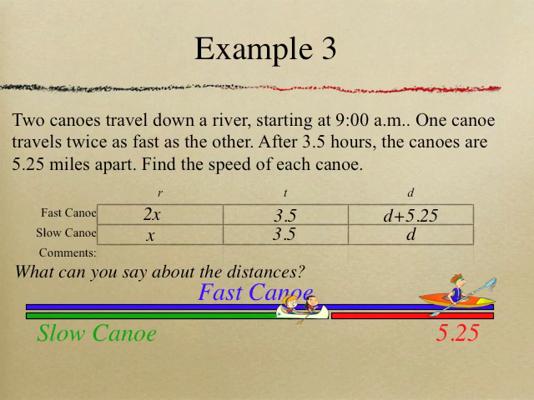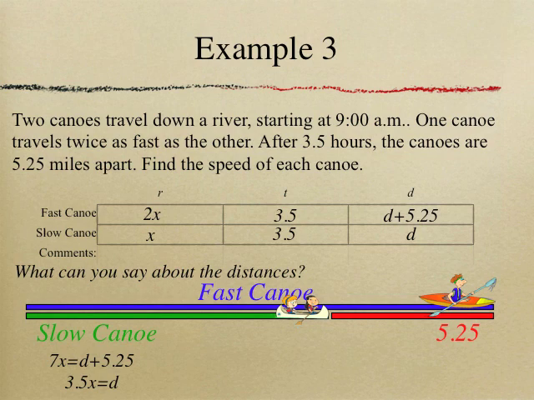For the next third, we want to get our equations. And remember, rate times time equals distance. 2x times 3.5 is 7x. That's equal to d plus 5.25. x times 3.5, that's 3.5x. And that's equal to d. First third of the problem is to organize the information. Second third of the problem is to get those equations.